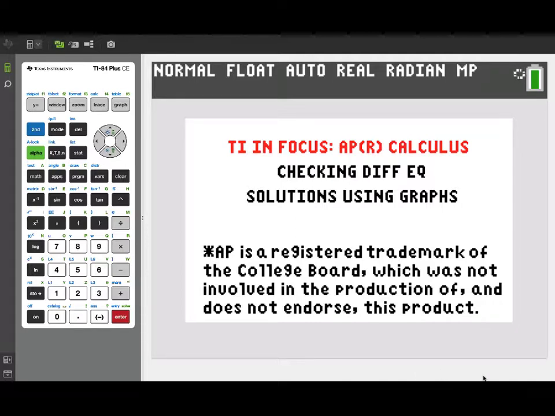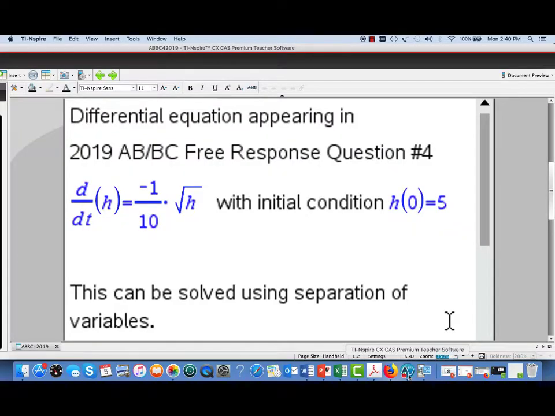Let's get started. We're going to use as an illustration the differential equation that appeared in the 2019 AB and BC free response question number 4. This had to do with a barrel of rainwater, and the differential equation was dH/dt equals -1/10 times the square root of h, with an initial condition that the h value was 5 when time t equals 0.